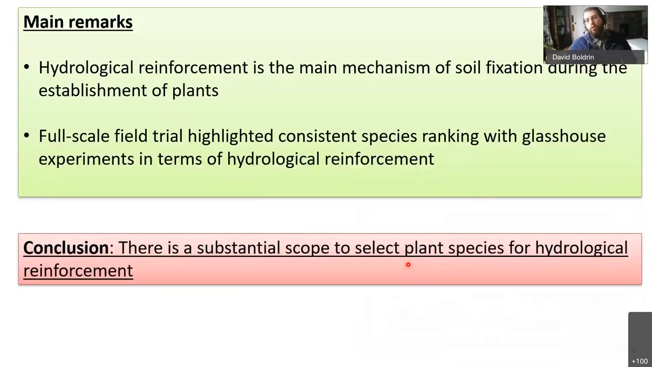So in conclusion for this study, we can say that hydrological reinforcement was probably the main mechanism of soil reinforcement during the early stage establishment of plants, probably more important than the root mechanical reinforcement at that stage.